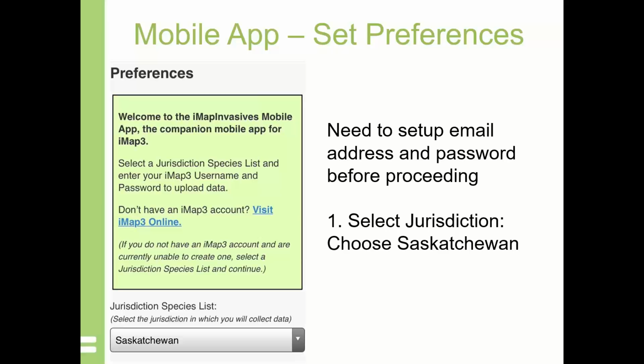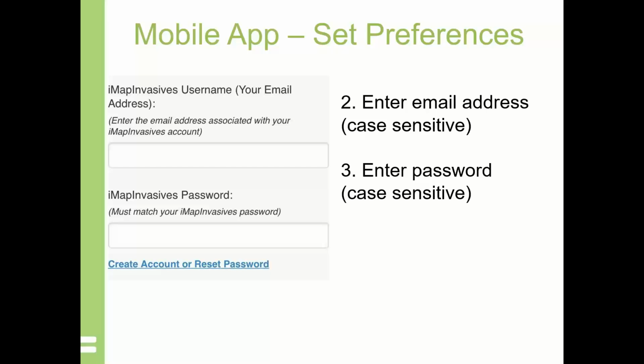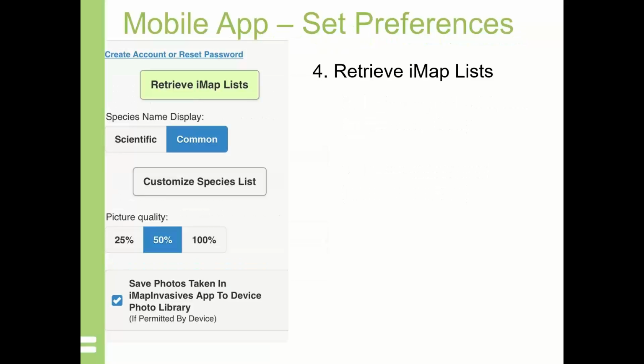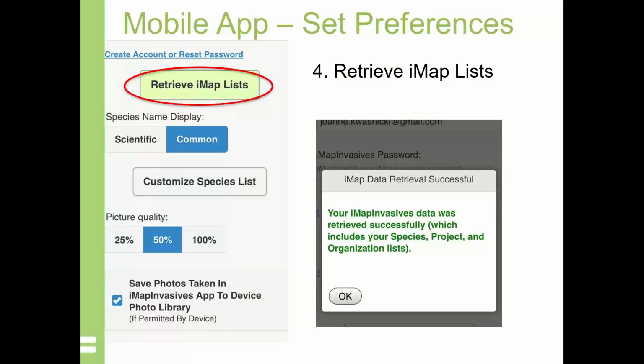But first of all, you need to select your jurisdiction again. So that's Saskatchewan. And then you scroll down and you have to enter your email address that you used to sign up for iMap. And then you also have to enter the password that you created. The next thing you need to do is retrieve your iMap lists. So just below where you signed in, you'll hit this green button, retrieve iMap lists, and you should get a prompt saying that your data was retrieved successfully.